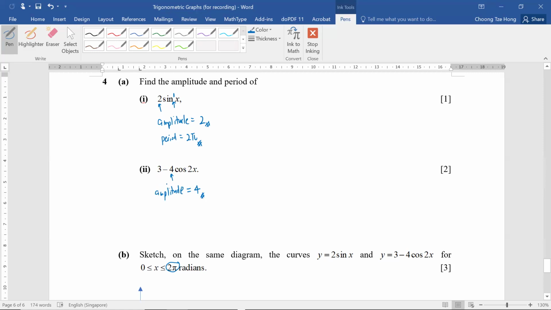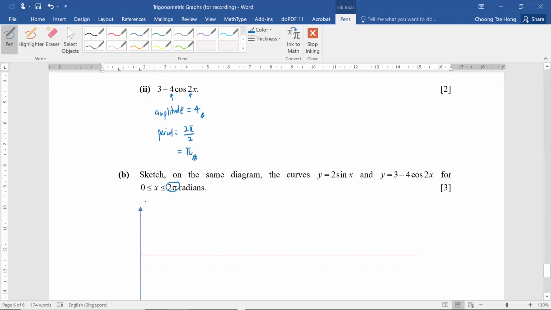Then the next one, the period. Look at the value over here. If the value is 2, it means from 0 to 2 pi, instead of seeing one complete graph, you will see 2 complete graphs. That means the period is actually half. From 0 to pi you see 1 wave, and pi to 2 pi you will see the second wave. So the period will be 2 pi over 2, and you'll get pi. That will be the period.